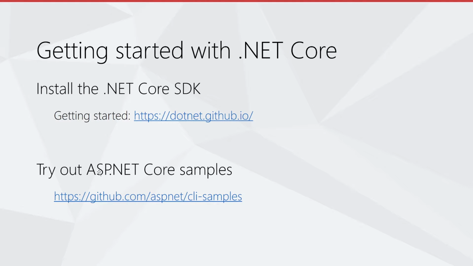So how do you get started with ASP.NET Core? You have to install the ASP.NET Core SDK. So here's the link. You just go to .net.github.io, and you can pull down whatever you need from there. It's a really nice web page, so feel free to check it out. There are quite a few samples on ASP.NET Core. You can get them from GitHub as well.